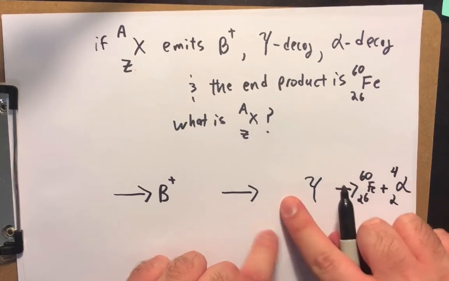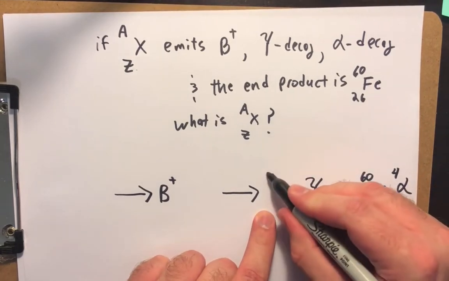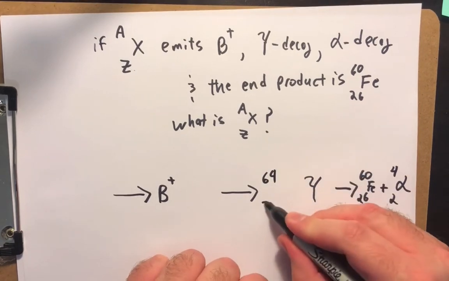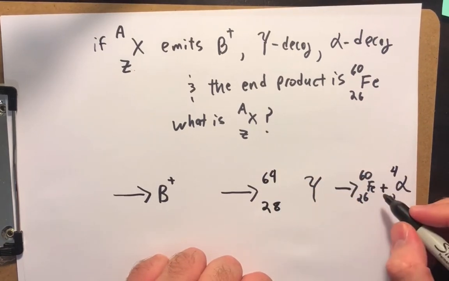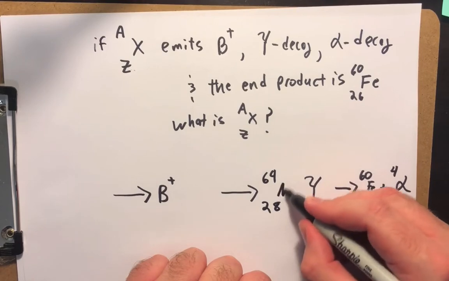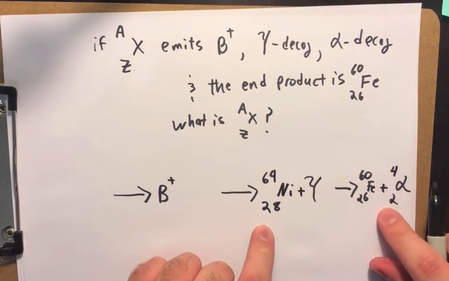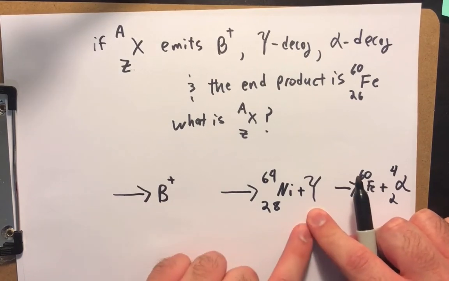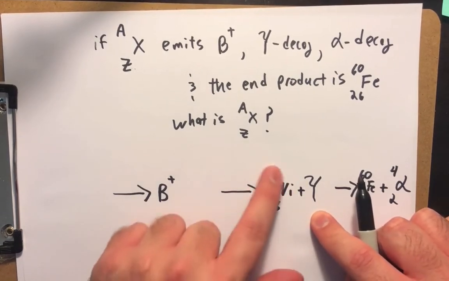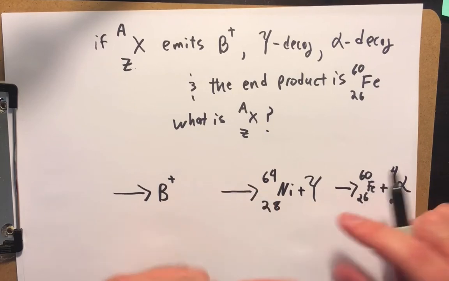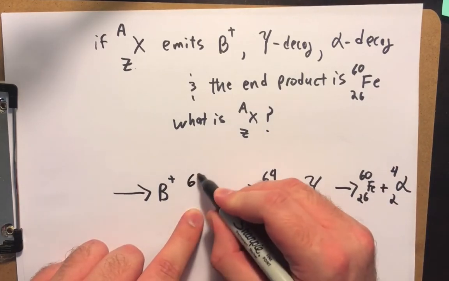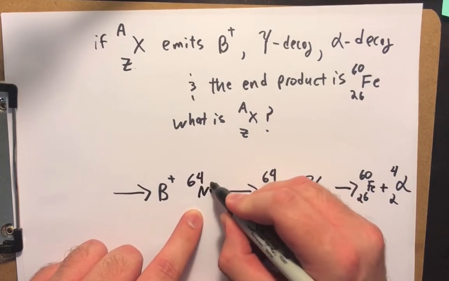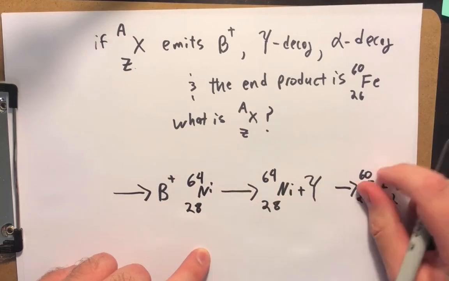That means that the predecessor to this must have been 64 and 28. If I look on the periodic table, that is nickel. So I've got that step down. And if you know what gamma decay is, you know that gamma decay doesn't really have anything to do with this so much as it has to do with changes in the energy state. The predecessor of this was also 64, 28 nickel.